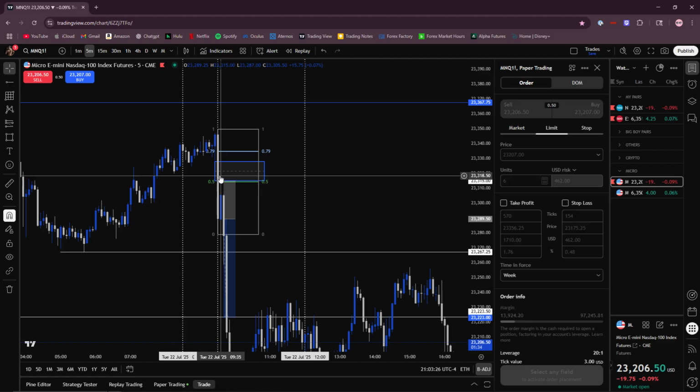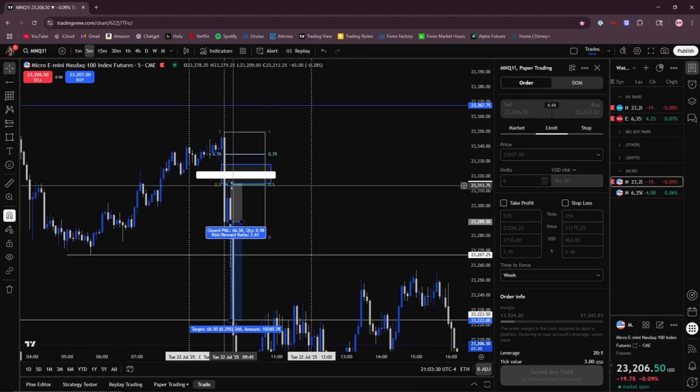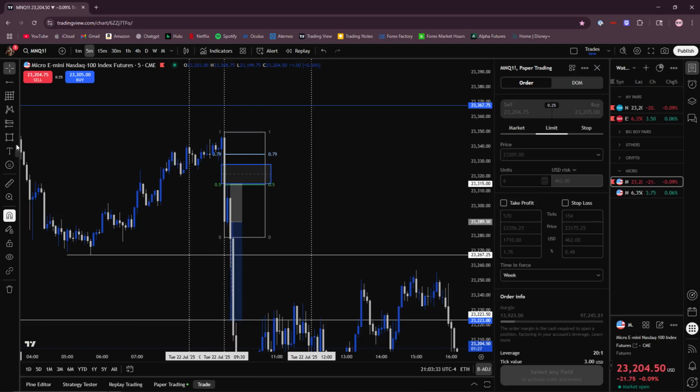So if you enter purely off of equilibrium barely getting touched, and have your stop loss right there, there's a very high chance of price going up and pushing a little higher into the fair value gap and then pushing lower, but that would result in you actually getting stopped out.